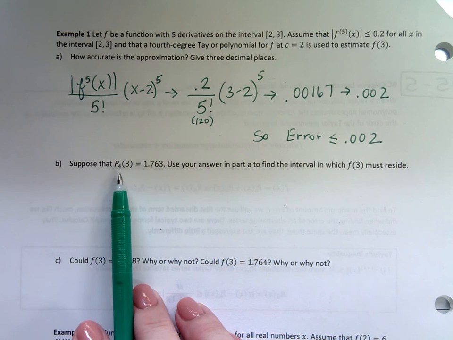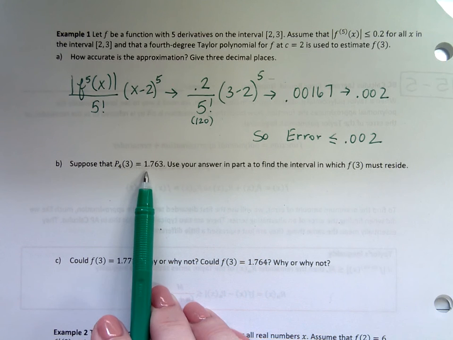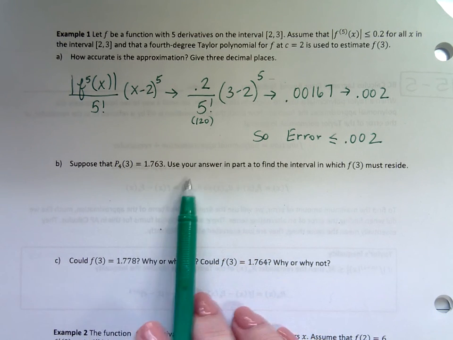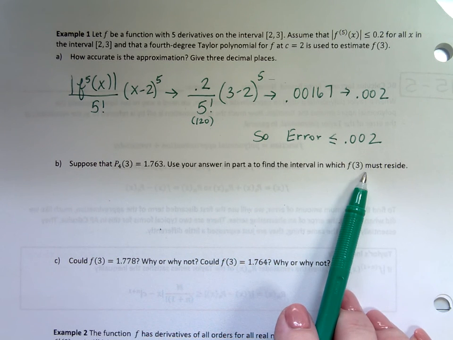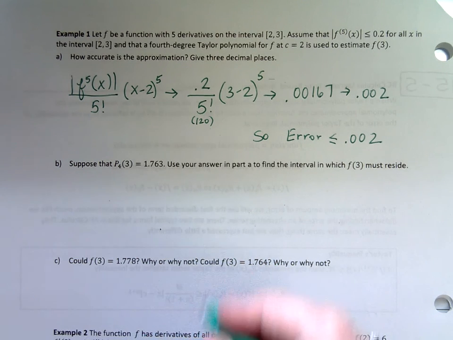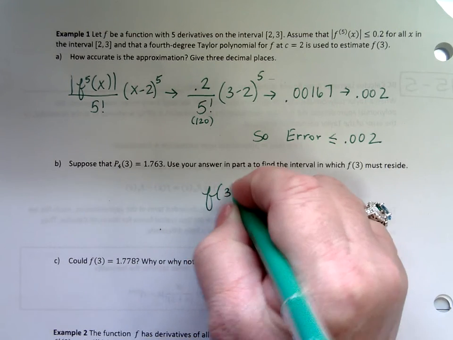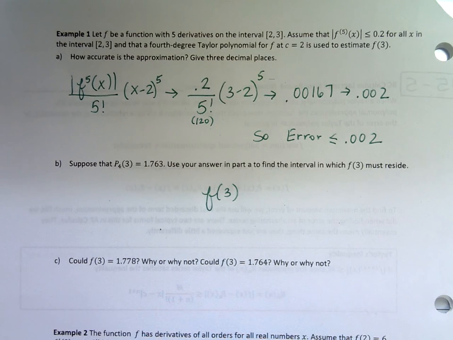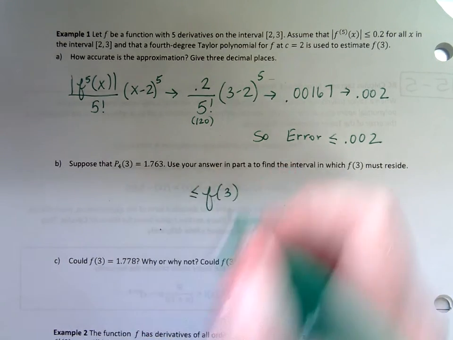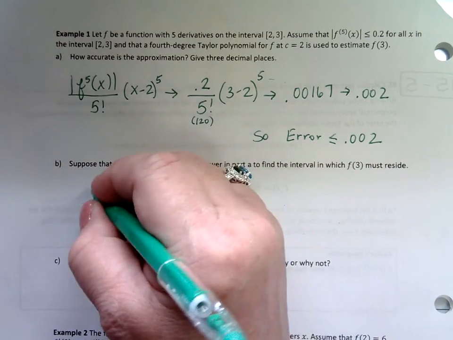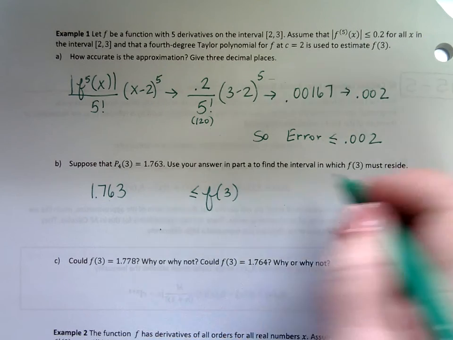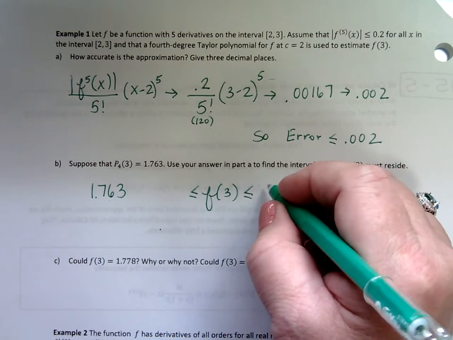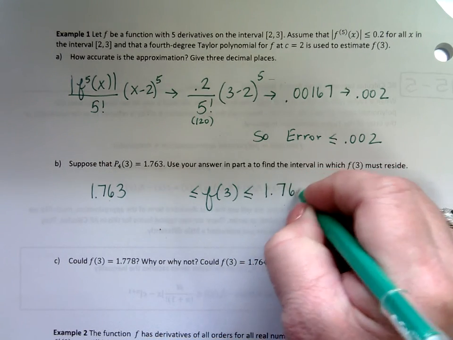All right, so then it says, suppose that P4, the polynomial of 4th degree, at 3 gives you an answer of 1.763. Use your answer in part A to find the interval in which f of 3 must reside. And so what you do is create this inequality with f of 3 where you're starting from. You know that f of 3 is approximated to be 1.763. Now you notice I'm leaving a space, and I'm going to make an inequality over here, 1.763.